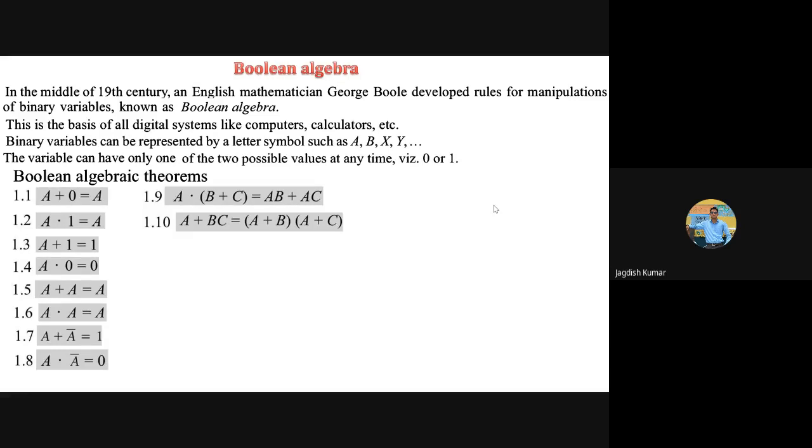That's how you can prove a particular Boolean algebra theorem, not the standard algebra way, because this is Boolean algebra. So you should be cautious and clear here while learning and understanding Boolean algebra theorems.